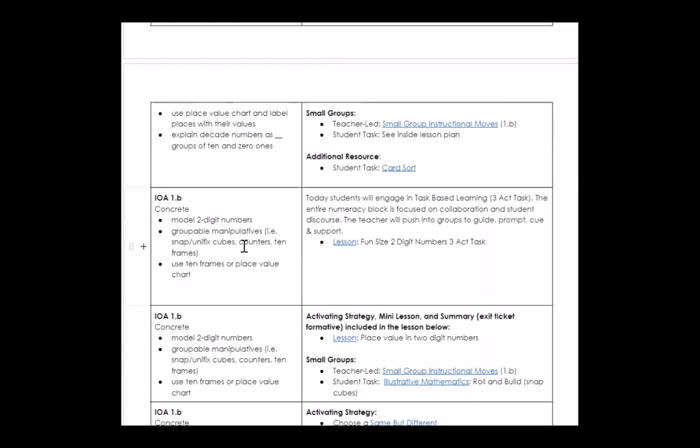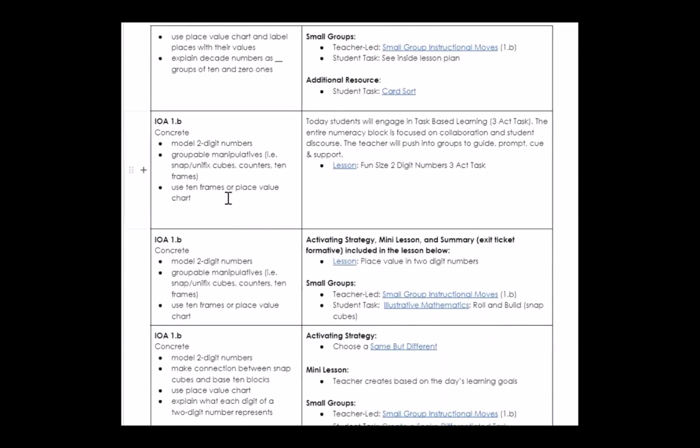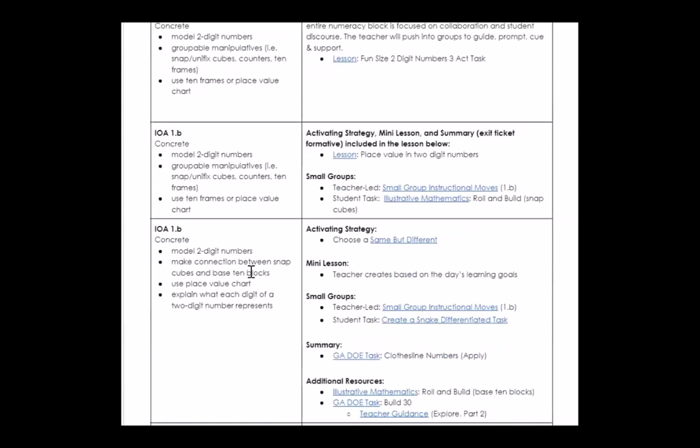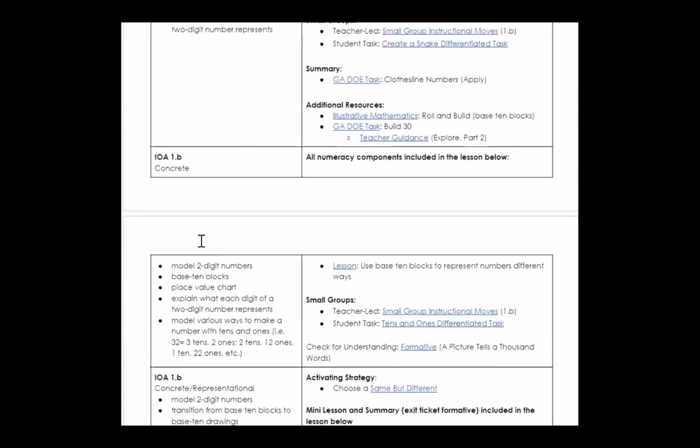After a couple of days of using groupable manipulatives such as snap cubes, you are going to have the opportunity to make the connection between snap cubes and base 10 blocks. This is the first time in the unit that students will be using base 10 blocks. So you're going to make that connection, and then our instruction is going to shift to using base 10 blocks, and we are going to begin modeling numbers in various ways with those base 10 blocks with tens and ones.